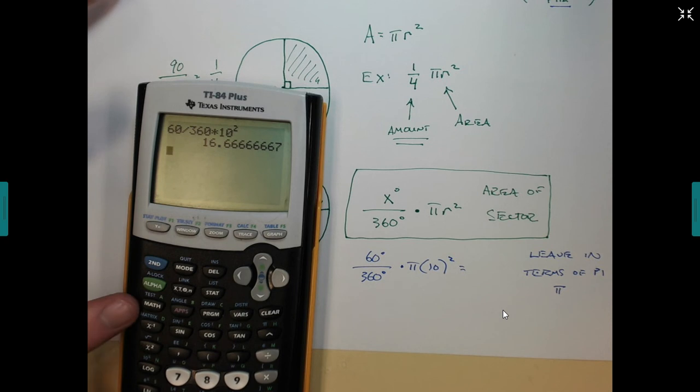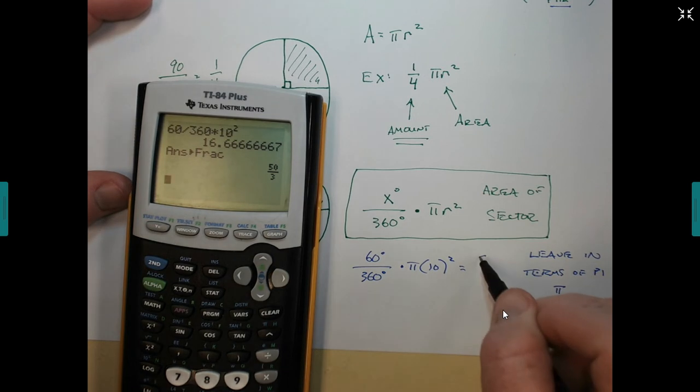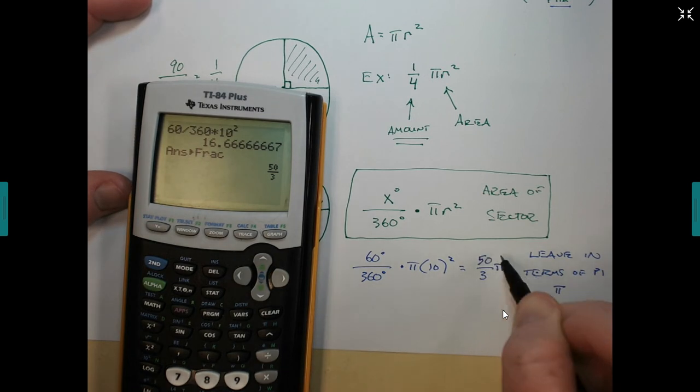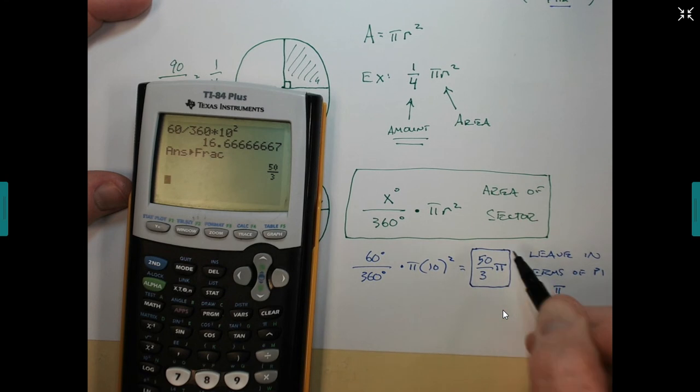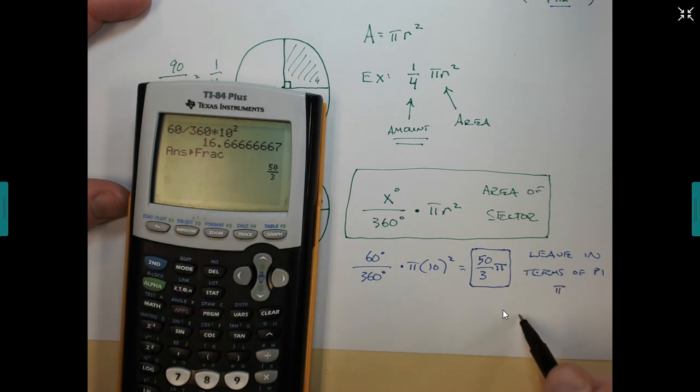I'm going to use the calculator. I'm going to use the math function. I'm going to hit the math button, and I'm going to bring that value back to a fraction. So my answer would be 50 over 3 pi, because remember, I didn't put pi into the calculator. The other option, maybe I want to round to the tenths.